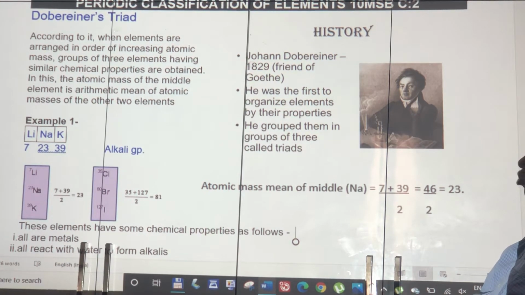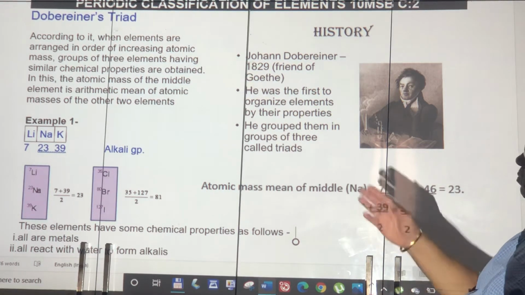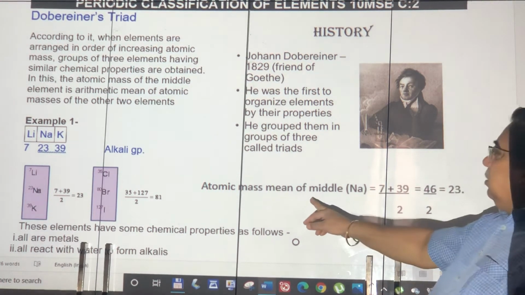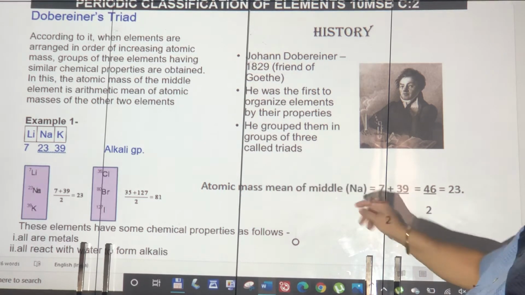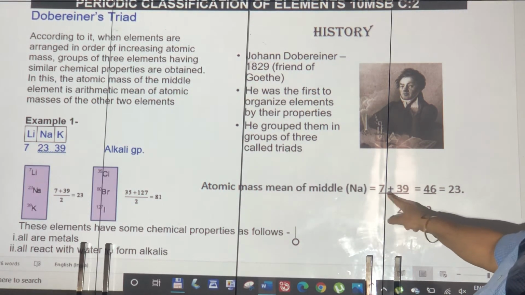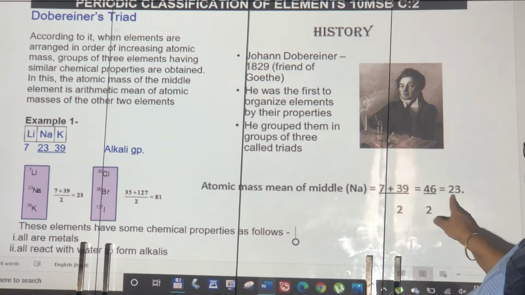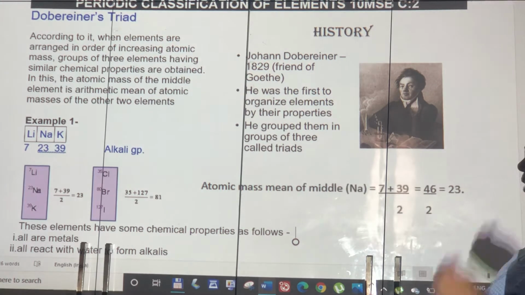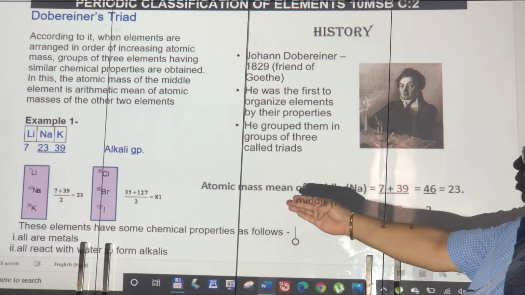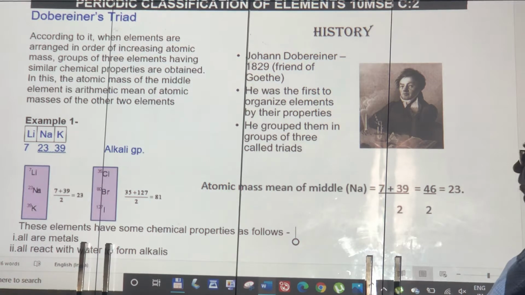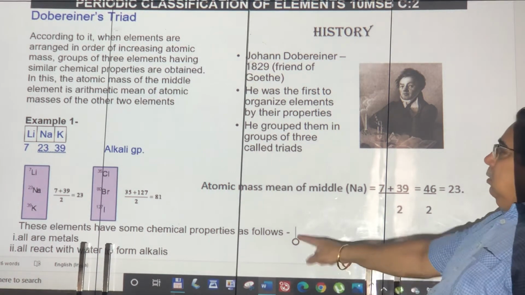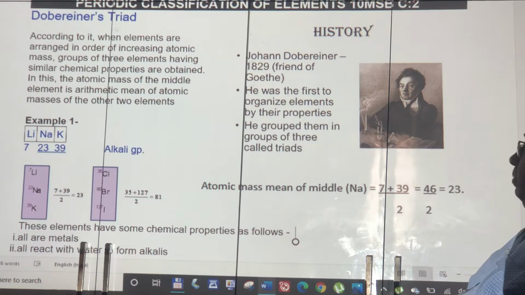So, lithium 7, sodium 23 and potassium 39 are the atomic masses. He says the atomic mass of the middle one, sodium, is lithium plus potassium divided by 2. First and the third divided by 2 will give you the second one. That is how we showed the table. So he did this as I showed you below. Now chlorine, bromine, iodine he has done. And the elements have some chemical properties in common to come into triads.